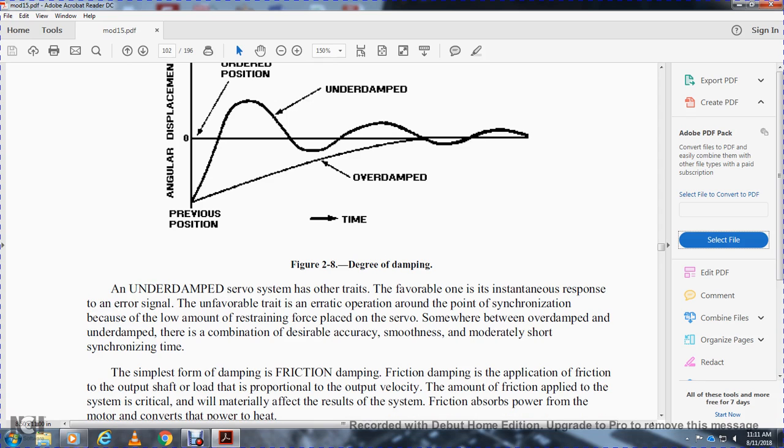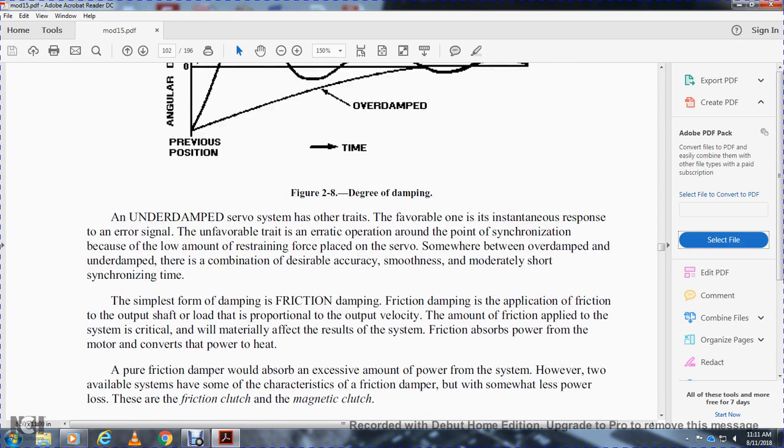Underdamping in a servo system has the favorable trade of an instantaneous response to the error, with the unfavorable trade of erratic operation around the set point and long synchronization because of the low amount of restraint force. A servo somewhere between overdamping and underdamping combines desirable accuracy, smoothness, and a moderate synchronizing time.